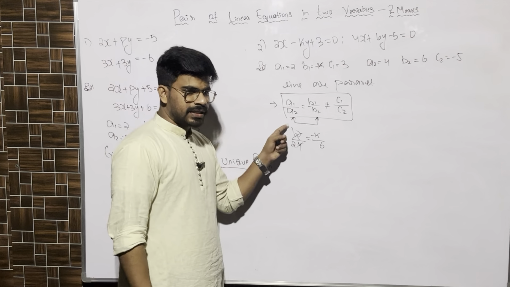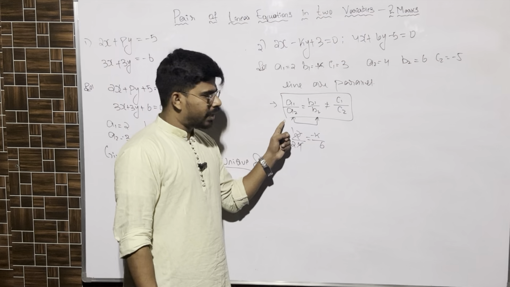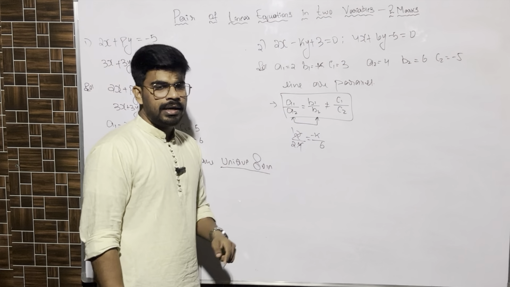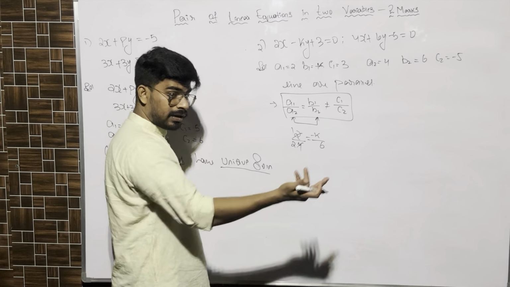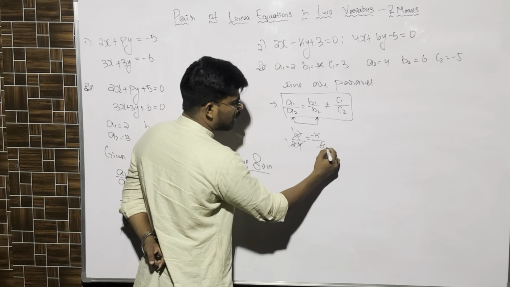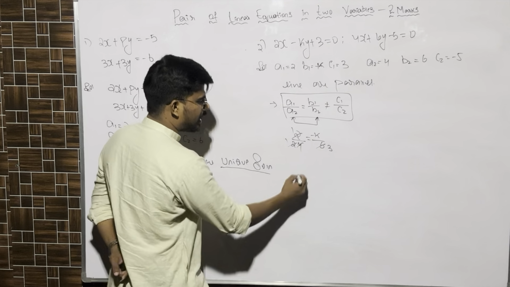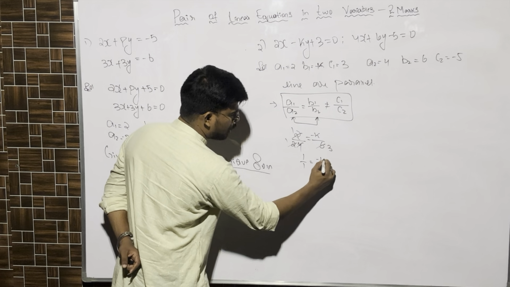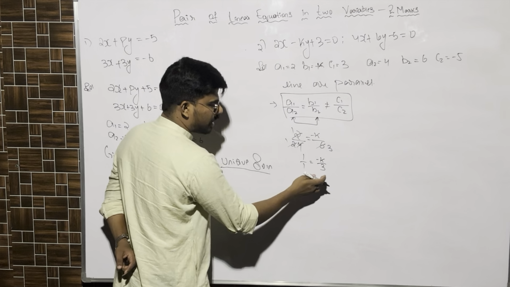If two fractions are there with an equal to sign in between, and the numerator and denominator are capable of cancelling, you have to do it then and there itself. So 2 1s are 2, 2 3s are 6. Here I have 1 by 1 is equal to minus k by 3, cross multiply.